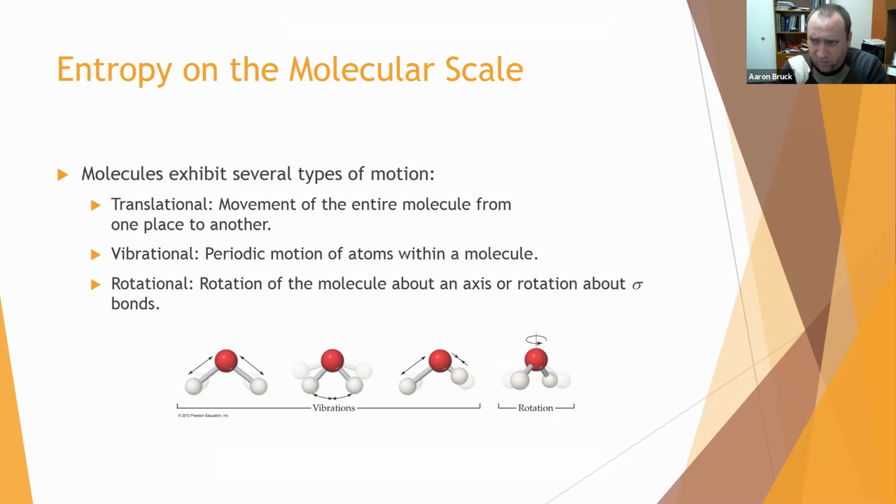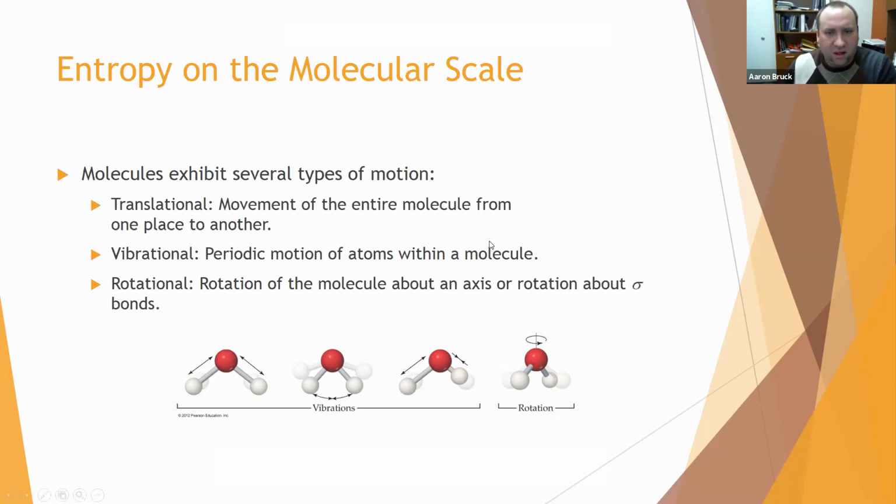So individual atoms are unable to do this. An individual atom does not vibrate. It has nothing to vibrate with. It has no bonds. And it doesn't rotate because, again, it has no axis to rotate about. But there are several different vibrational modes, different ways that that bond can stretch and maneuver. And there are different rotational modes. They can rotate about the axis, they can rotate around that sigma bond. There are lots of different ways that it can go.